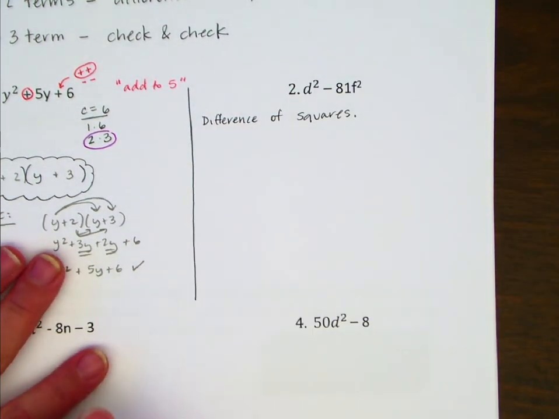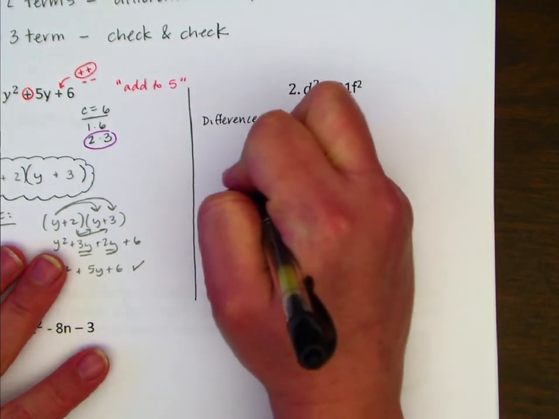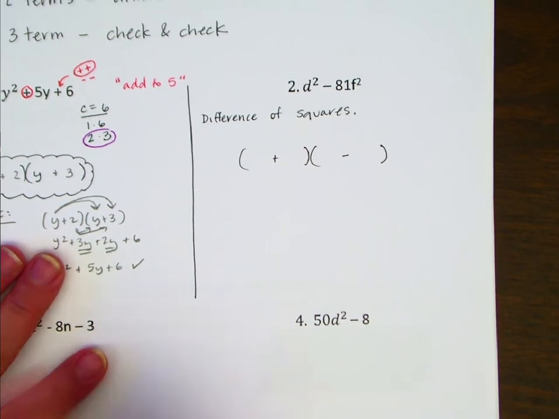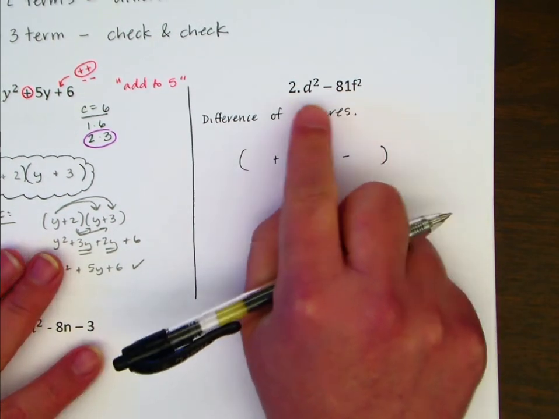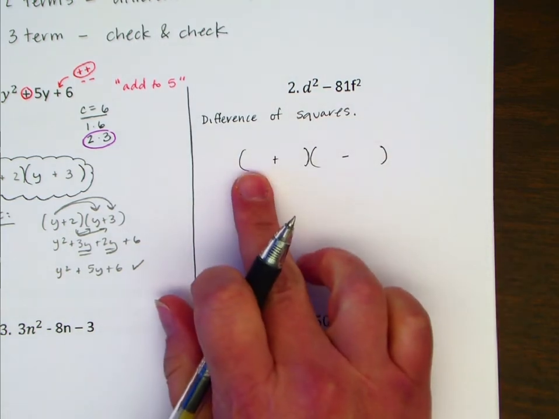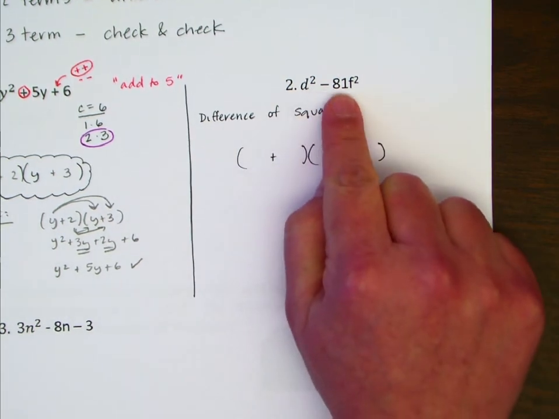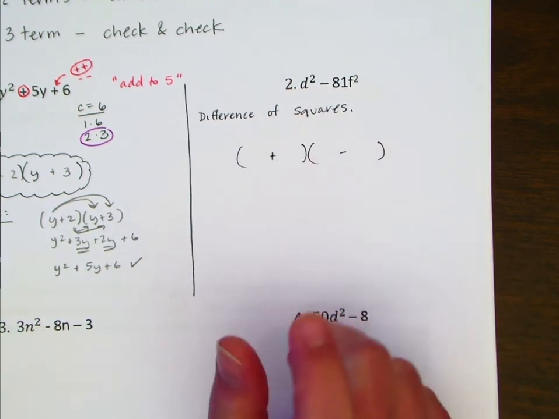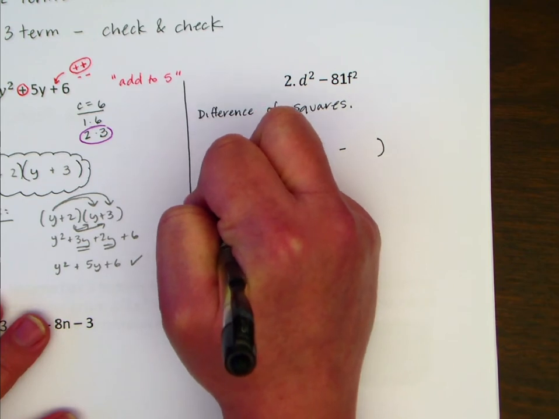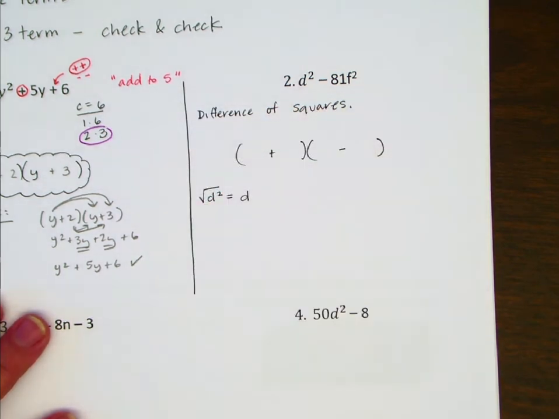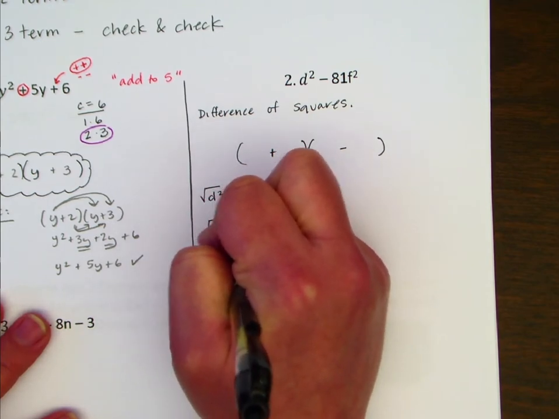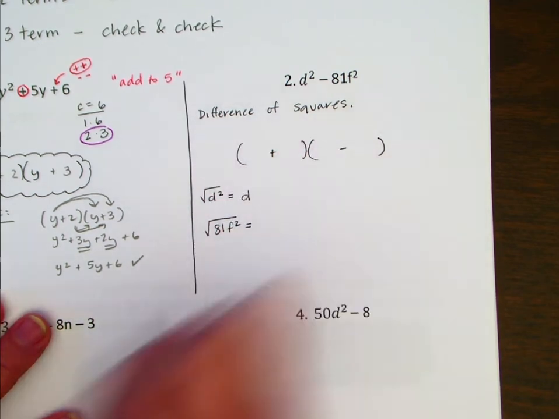Okay, so what we want to do is we're going to set up 2 parentheses. We're going to make one positive, one negative. Then we're going to take the square root of each term. So we take the square root of d squared and we put it in the front. Then we take the square root of 81f squared and we put it in the back. All right. So the square root of d squared is just d. And then the square root of 81f squared is equal to what?